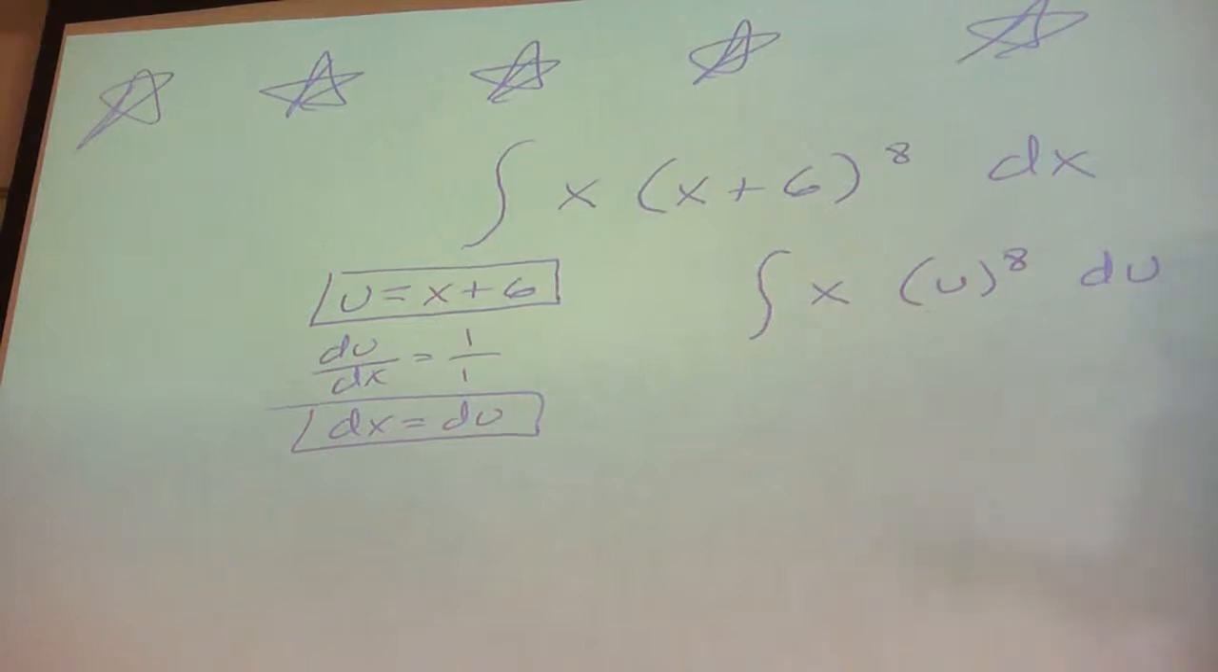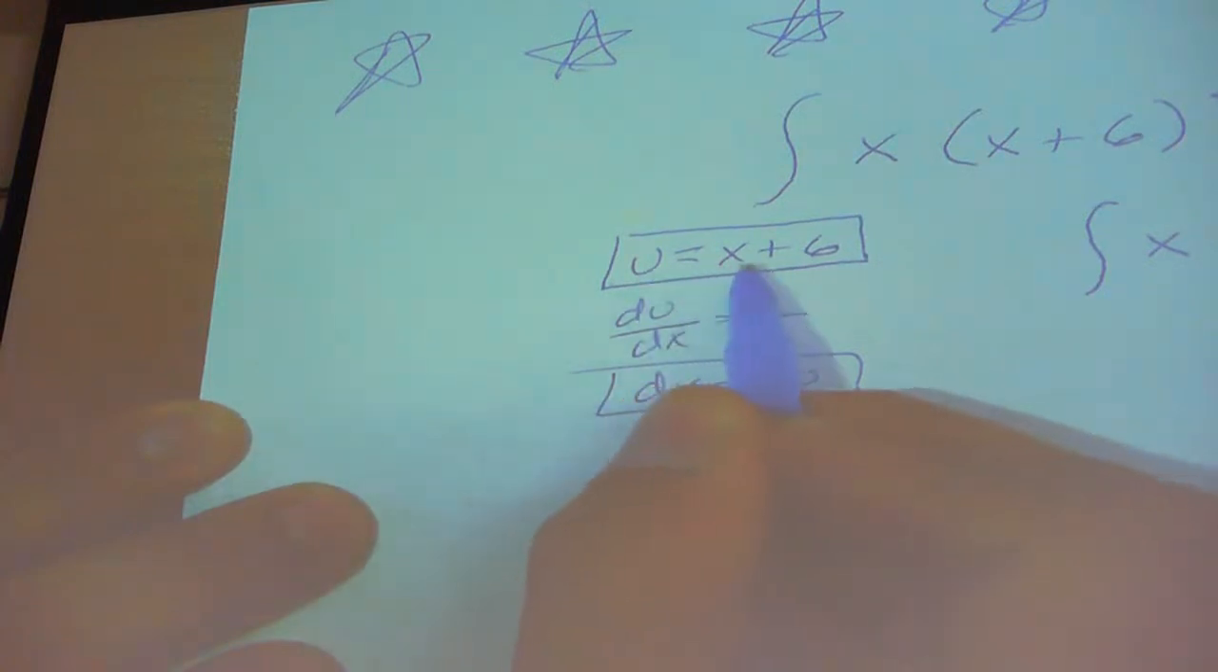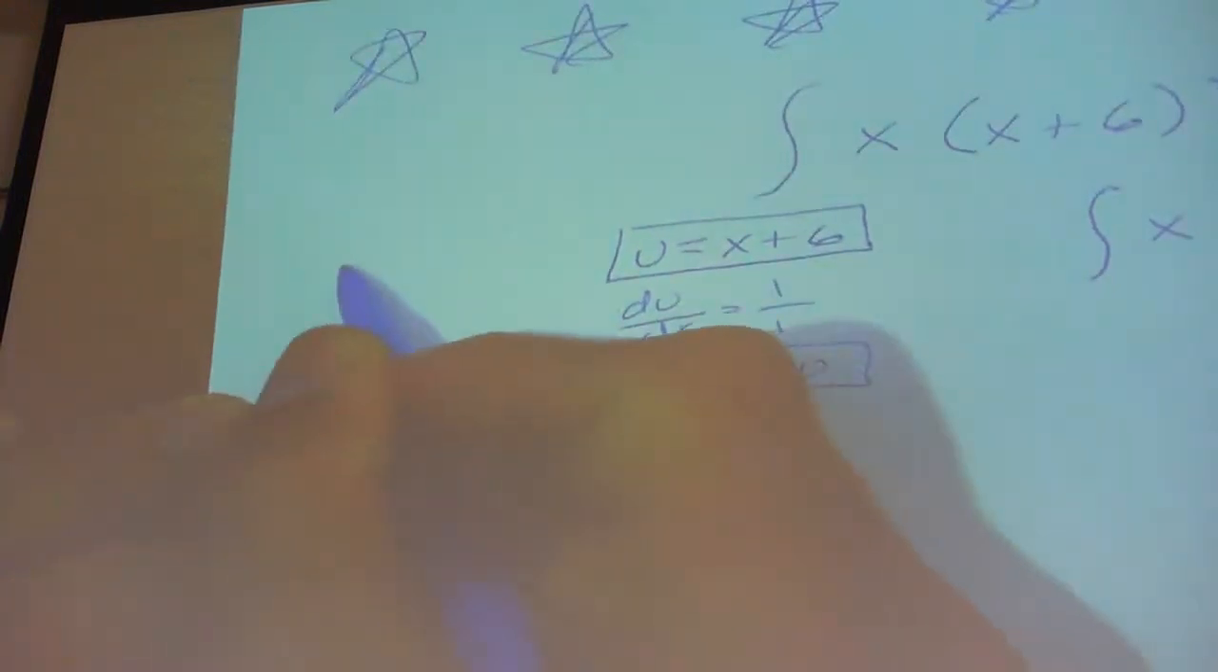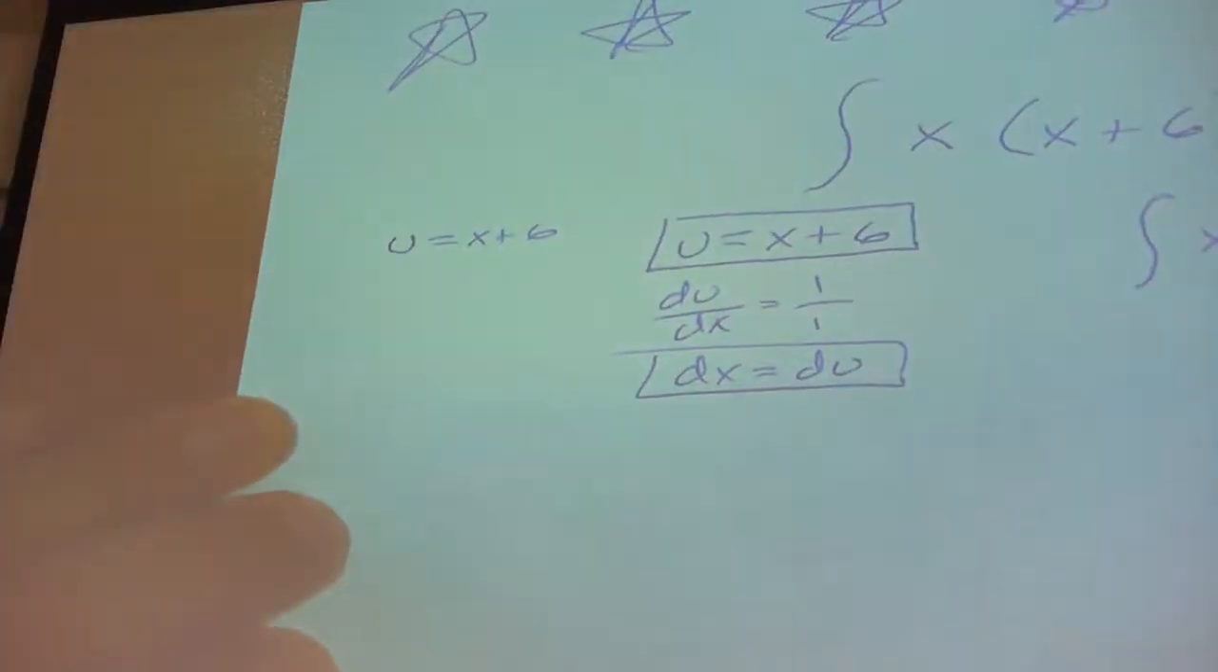So do we give up? No. You're like, yes, we give up. No, we don't give up, because the goal is to turn everything into u. I can still do that. So again, stars, weird. Let's back up just a little bit. Do you see how we have u equals x plus 6? Let's examine that a little bit. U equals x plus 6.